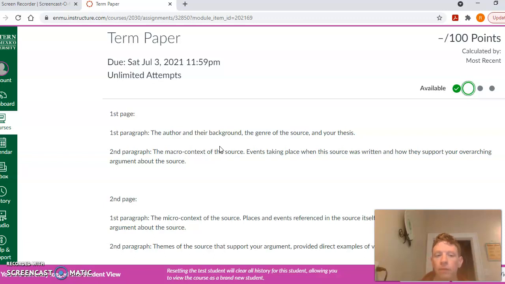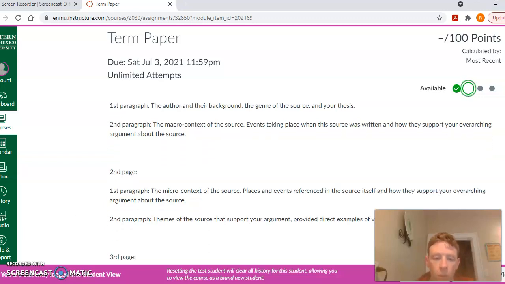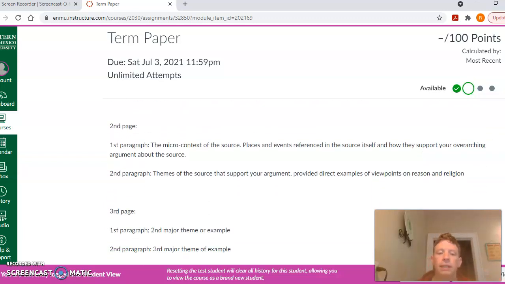Then in the second paragraph of the first page, I want you to talk about the broader context of the source. What date was this source written? What were some of the events that were going on at the time that this source was written that contribute to your argument about the source? And then I want you to talk about the places and names, events that are referenced in the source itself, and how they support your overarching argument.